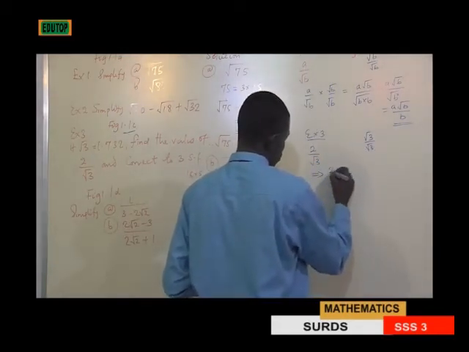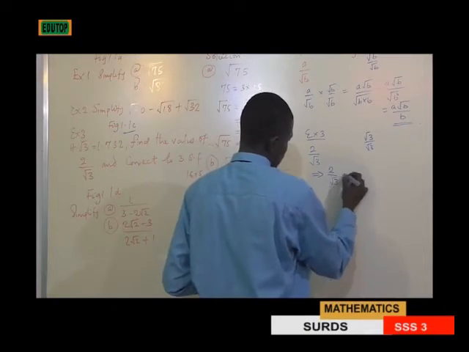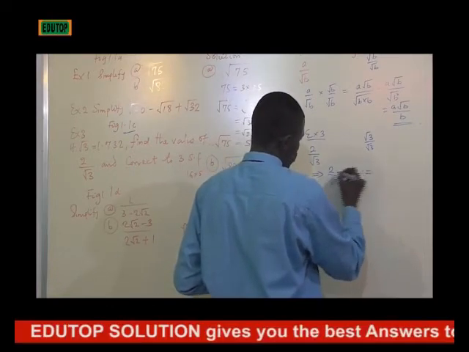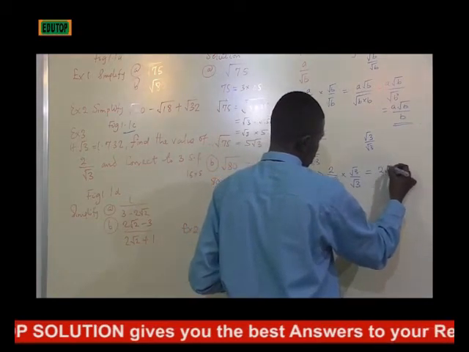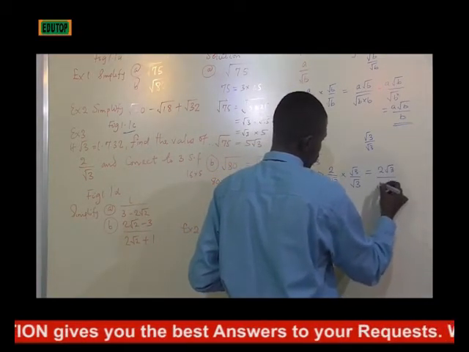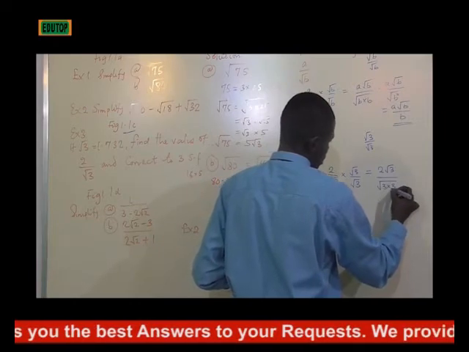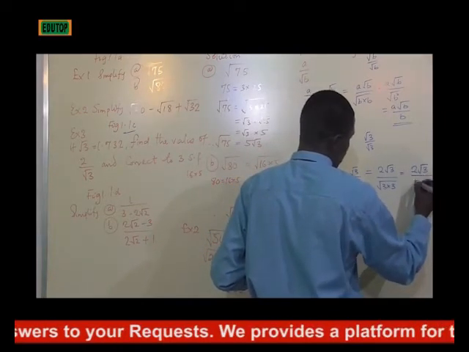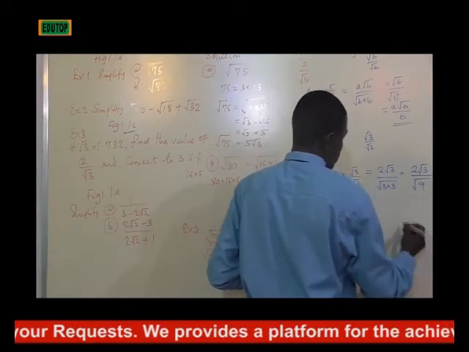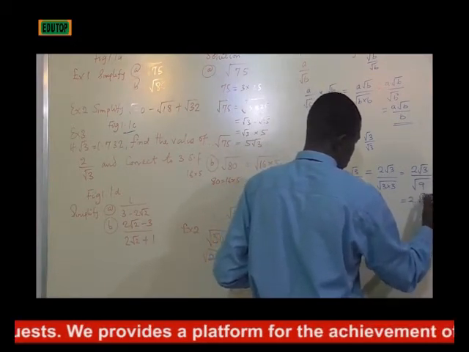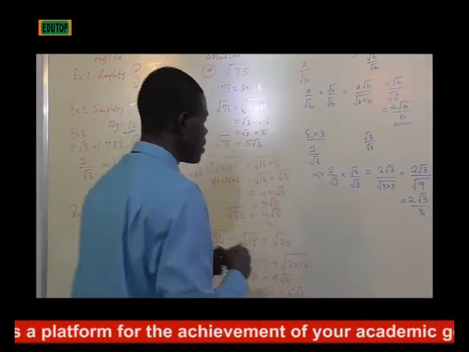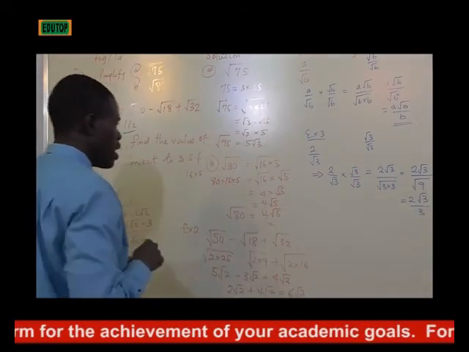Which implies that 2 over root 3 times root 3 over root 3. So here, 2 times root 3 gives us 2 root 3. And the denominator will give us root 3 times root 3, that will be root 9. Then that will be 2 root 3 over 3. So we have succeeded in rationalizing that expression.